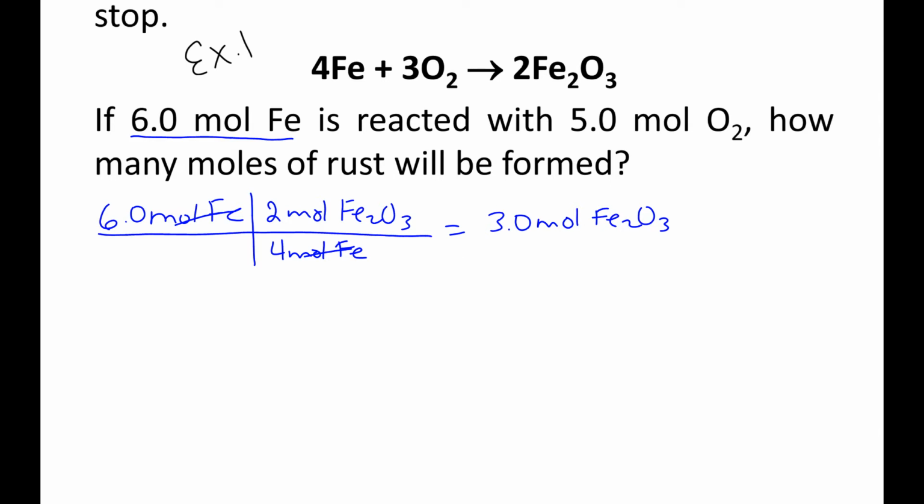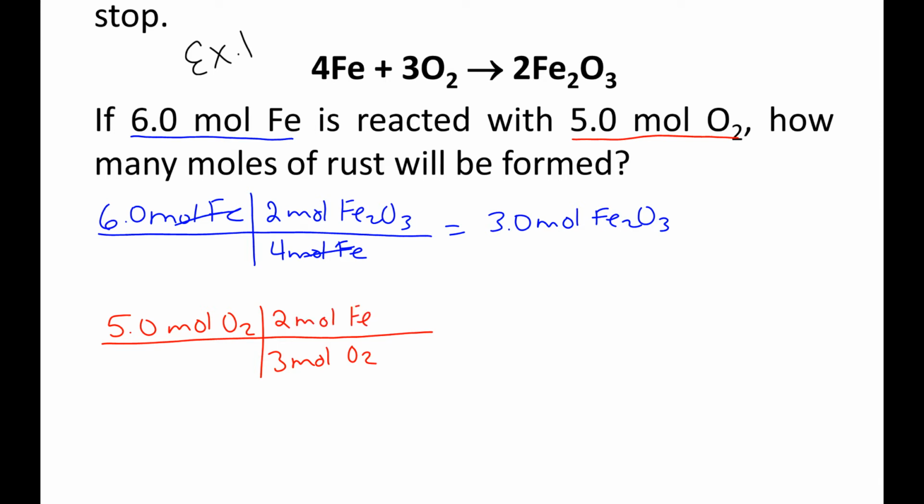I'll do the next one in red. So now we have 5 moles of O2. So 5.0 moles of O2. We get 3 moles of O2, 2 moles of Fe2O3, and we get 3.33 moles of Fe2O3.